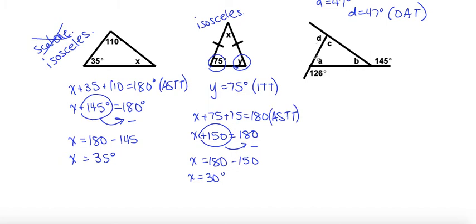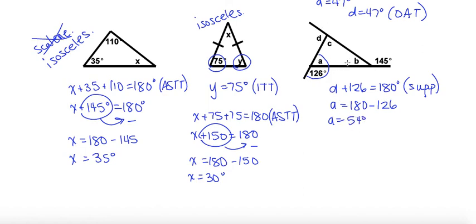And this last example, we can solve this by using supplementary angles. So A and 126 degrees forms a straight line. So I have A plus 126 is equal to 180 degrees. That's your supplementary angle theorem. So solving for A, A is equal to 180 take away 126. So A is 54 degrees.